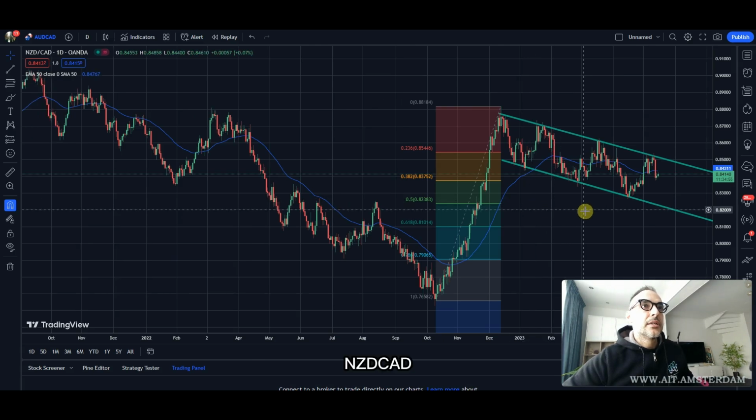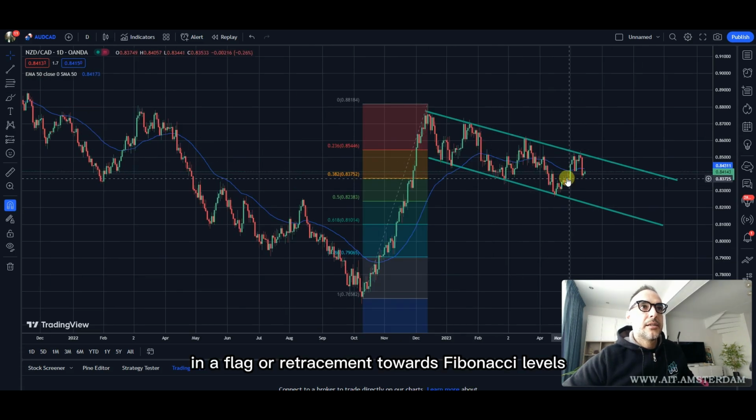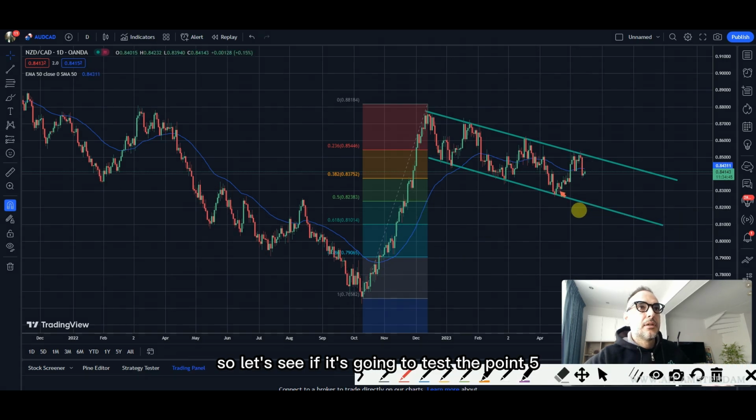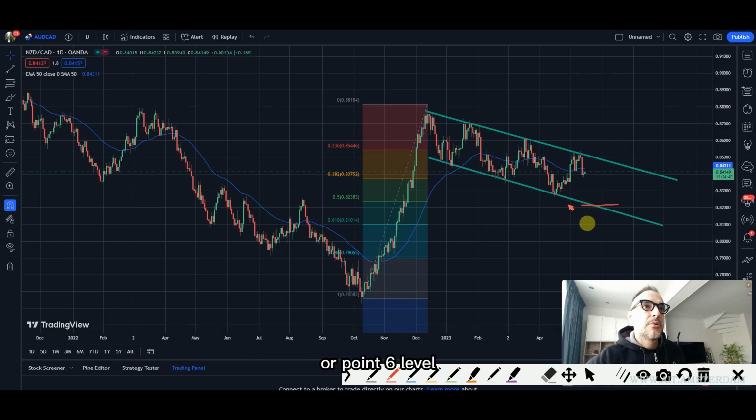New Zealand dollar, Canadian dollar, in a flag or retracement towards Fibonacci levels. So let's see if it's going to test the 0.5 or 0.6 level.